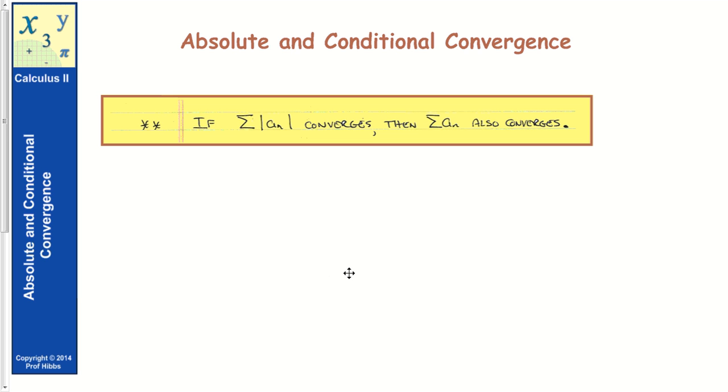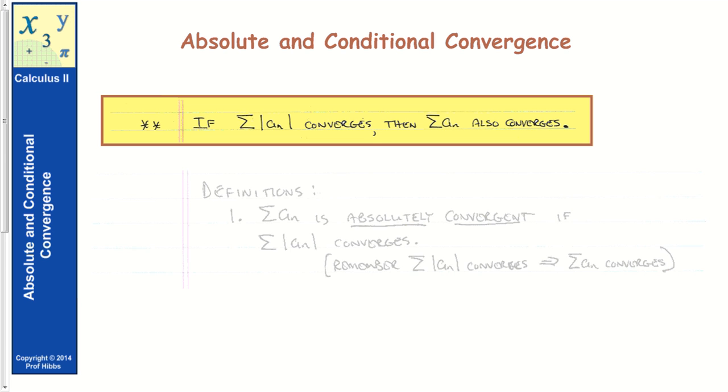If the sum of the absolute value of terms converges, then the sum of the terms without absolute values also has to converge. After all, this is a sum of all positive values. This is a sum of things that might be positive and negative, and certainly this is going to be smaller than this. Since some of these might be negative, this series is smaller than this one, and this one converges, so our original series also has to converge.